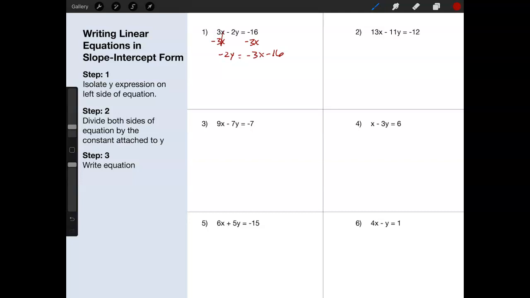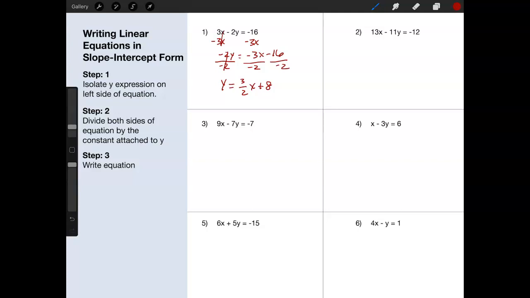Step 2, we divide both sides of the equation by the constant attached to the y. In this case, it is negative 2. So we divide by negative 2 here. We divide negative 3 by negative 2, and we also need to divide negative 16 by negative 2. These negative 2's cancel. Negative 3 divided by negative 2 equals positive 3 over 2. The x remains, and then we do negative 16 divided by negative 2, which is positive 8. So the slope-intercept form for this particular equation would be y equals 3 over 2x plus 8.